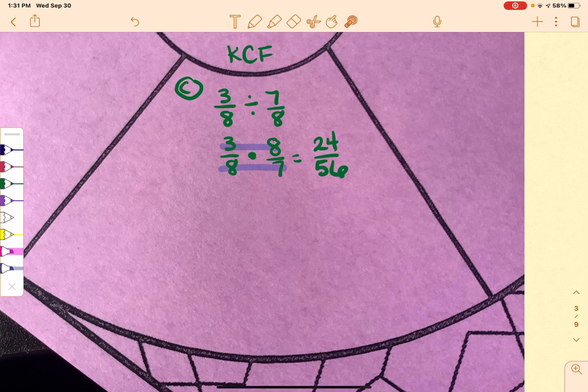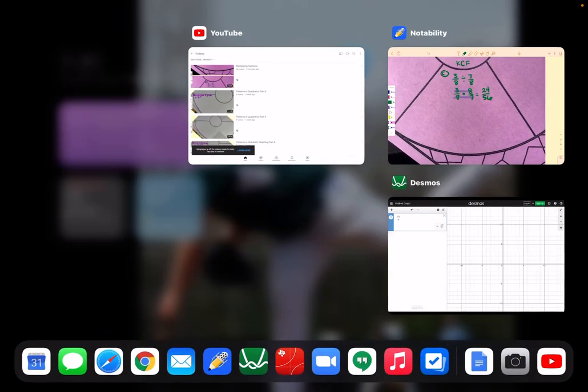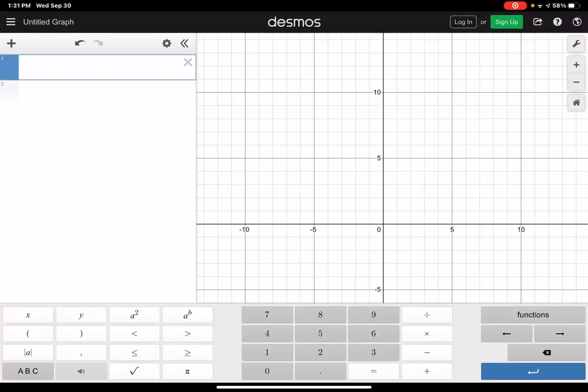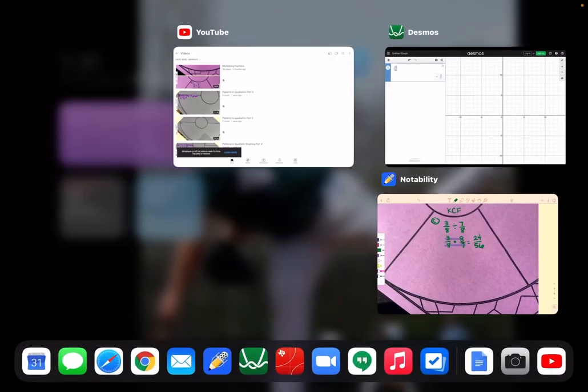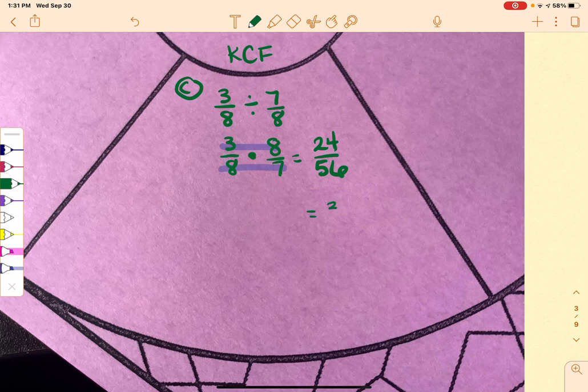So now we're going to take this part and we're going to put it in Desmos. So 24 over 56 is going to reduce down to 3/7. Now, good news is at least that's a proper fraction. The top is not bigger than the bottom. So once I get this, I'm finished with that piece. Okay, let's do one more on the front and then we'll go to the back.